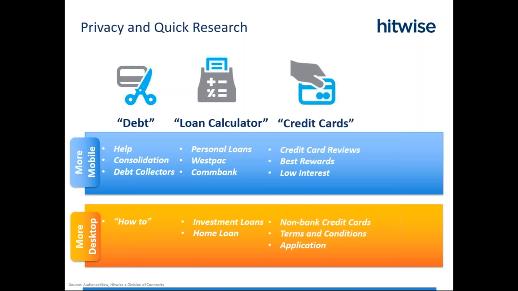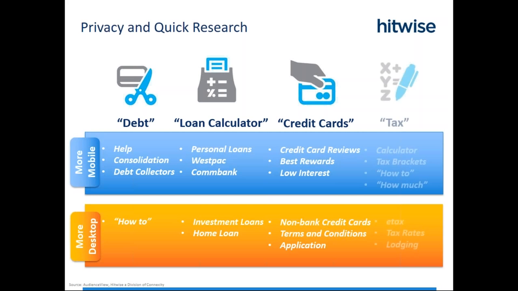Credit cards, so on their mobile they're looking at credit card reviews, best rewards and low interest, all the fun things that come with credit cards. However, what was interesting is on the desktop, non-bank credit cards such as Virgin Money, Woolworths, Coles have all got credit cards now. They are more likely to be searched for on the desktop than actual financial institution credit cards, which were done on the mobile. And obviously application, it's much easier to apply on a desktop than a mobile.